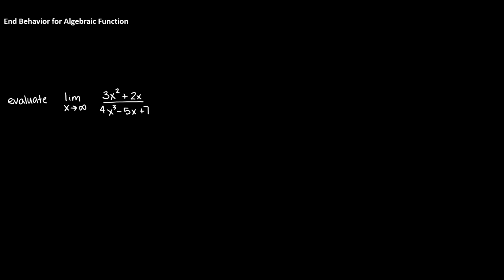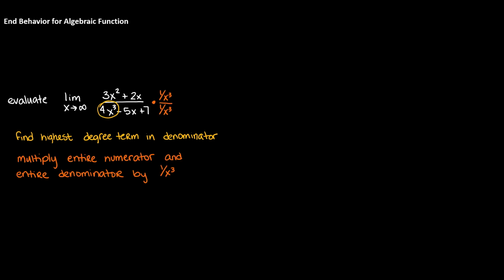Let's try another one. Here we have 3x squared plus 2x divided by 4x cubed minus 5x plus 7, and we would like to evaluate the limit where x is tending to infinity. We're going to start with the same first step. Find the highest degree term in the denominator, and then use that to multiply the numerator and the denominator by the reciprocal of that term.